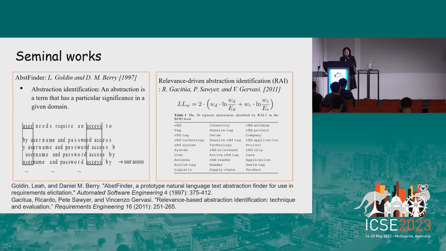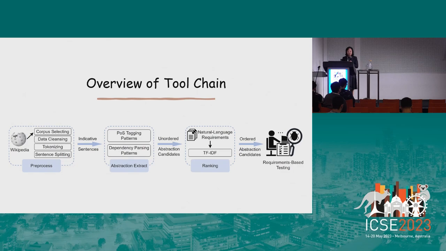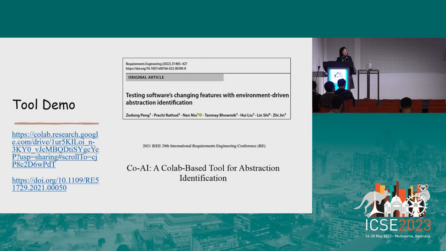So we propose a tool chain to finish this task: first pre-processing and abstraction, then extracting, and also re-ranking these assumptions. After the paper was published in a requirements engineering conference in 2021, we extended it to a journal version, which was published in a requirements engineering journal in 2022. We also developed a tool demo to show our idea.